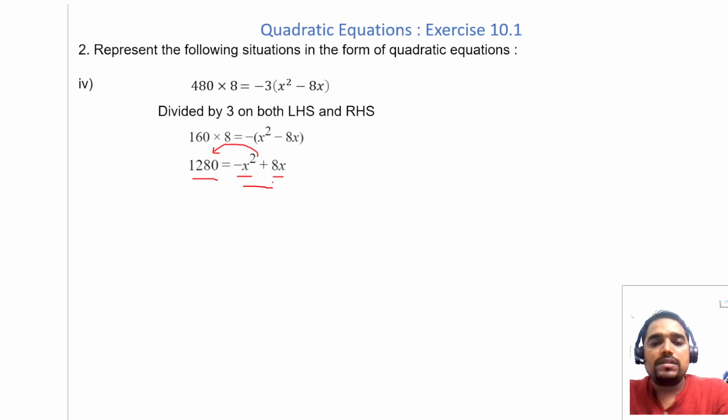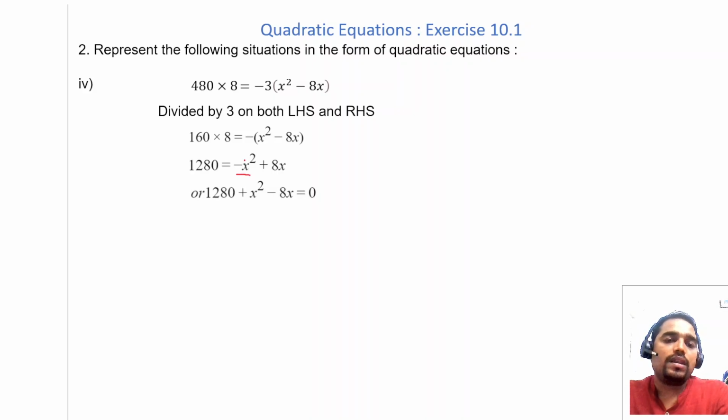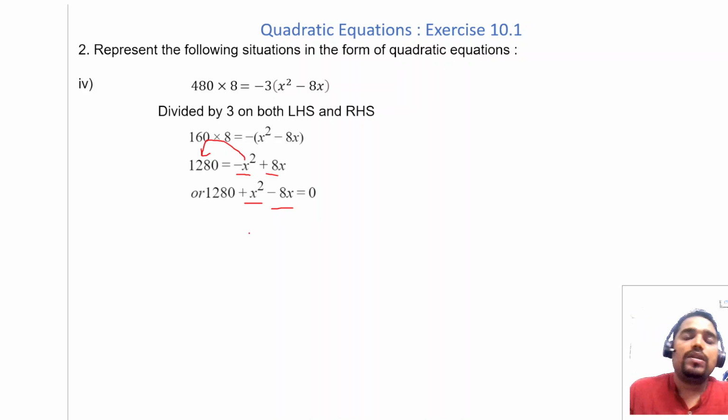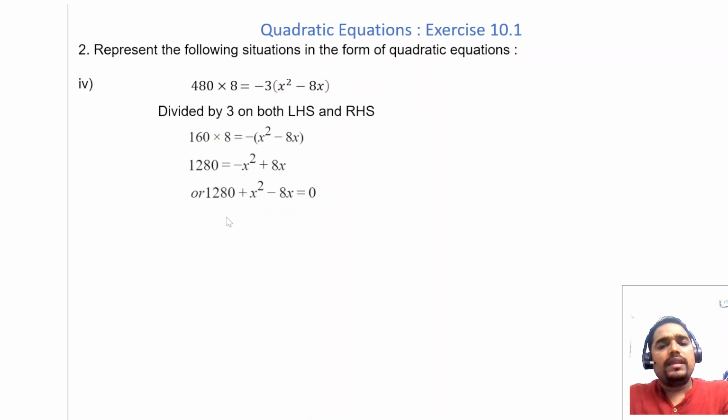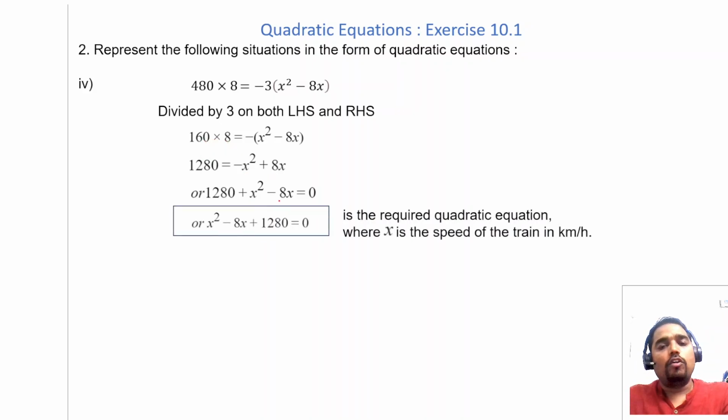Now let us take both the terms of RHS towards the LHS. With that, what happens? Minus x square on the RHS upon transpose would become plus x square. Also plus 8x upon transpose would become minus 8x. Now let us rearrange the terms with decreasing power of the variable x. With that, x square would be the first term, followed by minus 8x, followed by plus 1280.